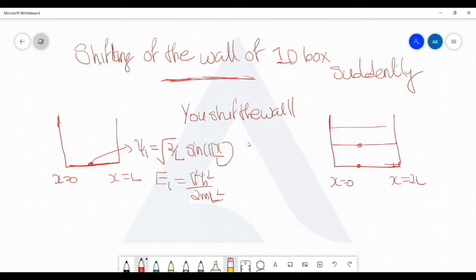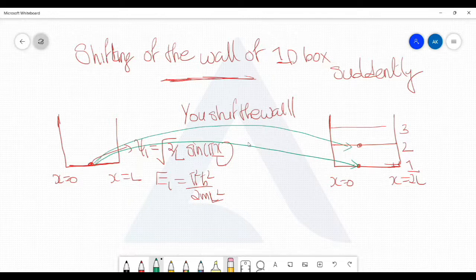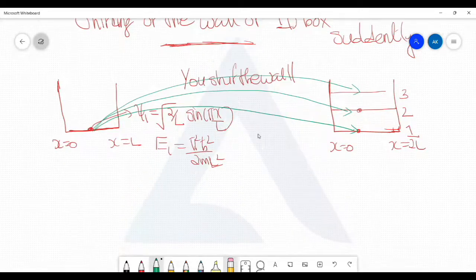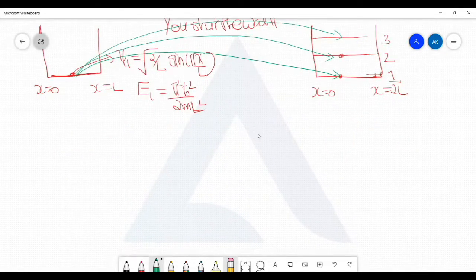Now in the new state, it can be in ground state, first excited state, second excited state, and so on. Okay. So the particle may be retained in the ground state, or it can go to the first excited state, or it can go to higher states. We don't know. But if you know the wave function, we can calculate it. I already told you, we cannot exactly predict the position of a particle, but we can tell about the probability.